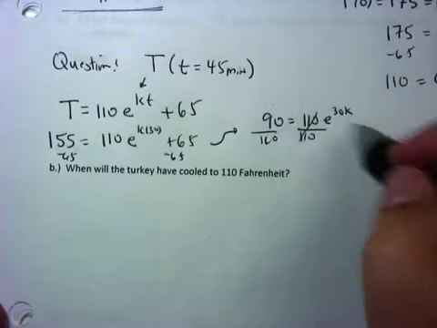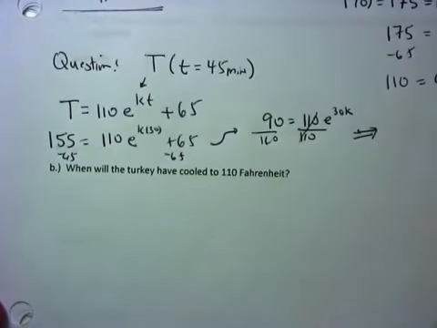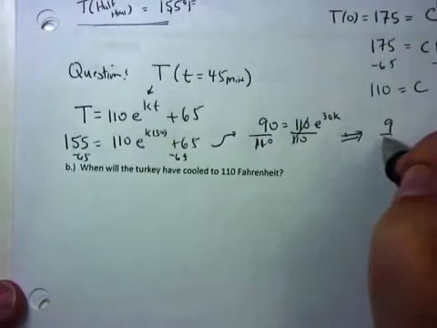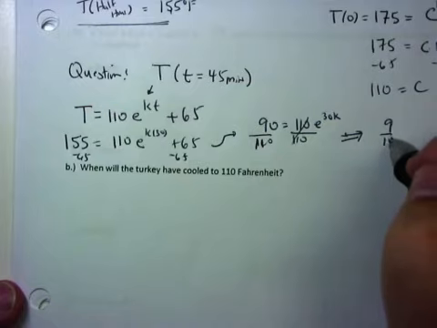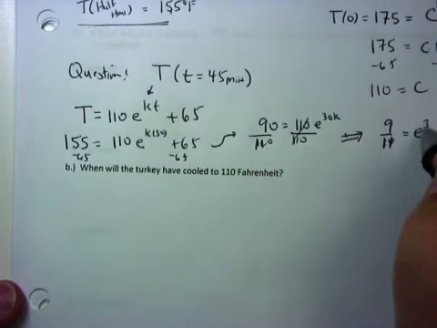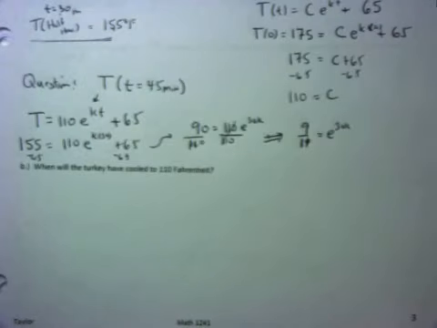And 90 divided by 110 is actually, what is that, 9/11? Yeah. 9/11, might as well reduce fractions. 11ths there, John. Good. 9/11 equals e to the 30k. And now what's your next move to get that k by itself?